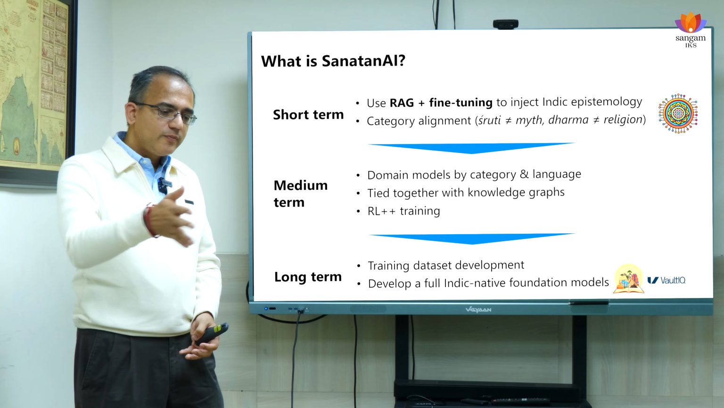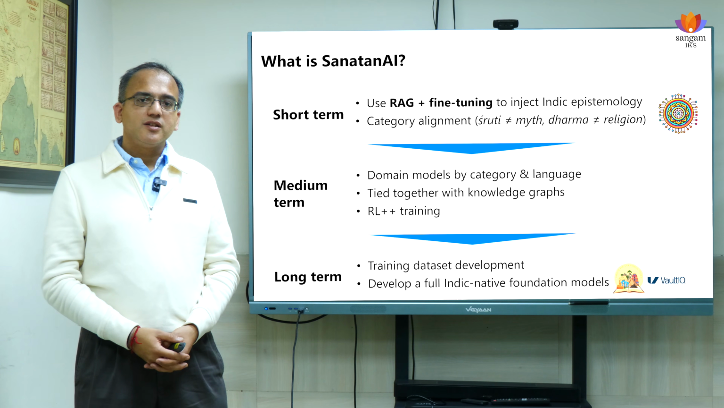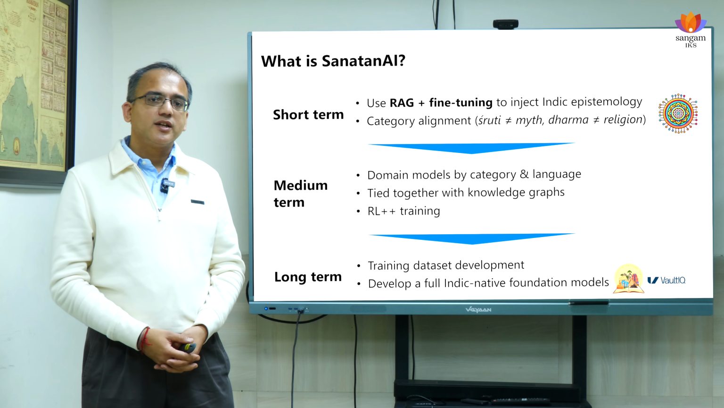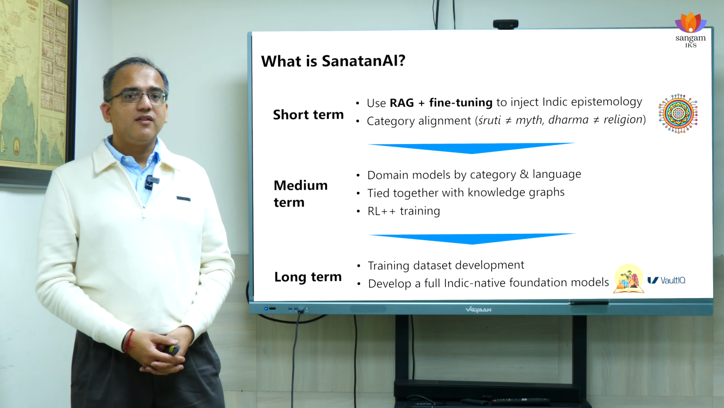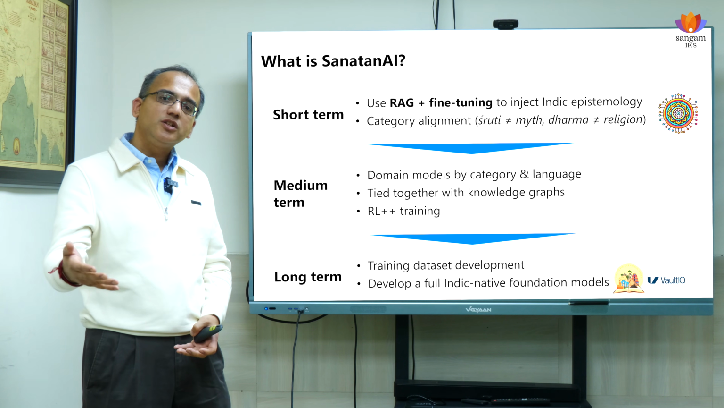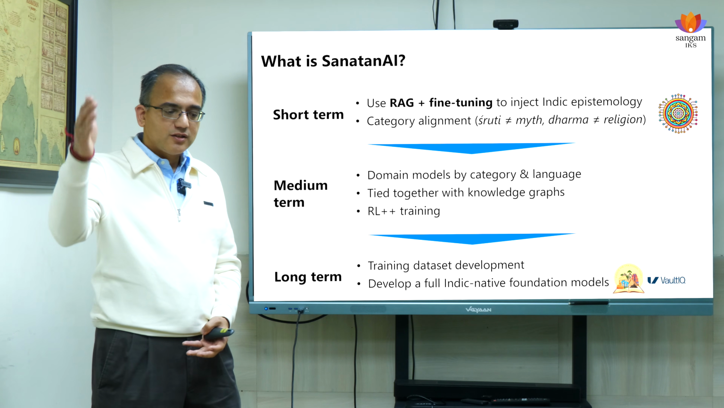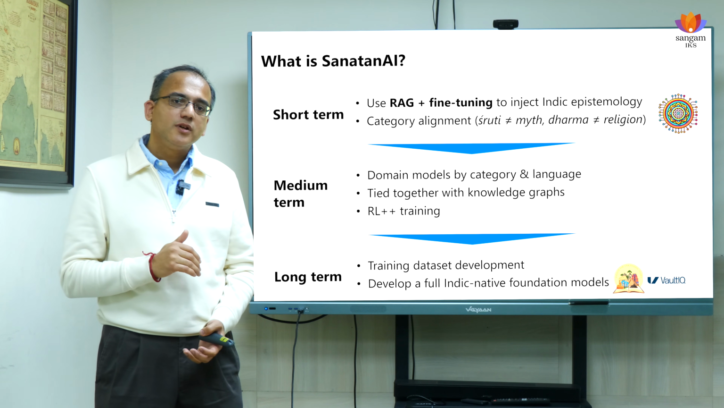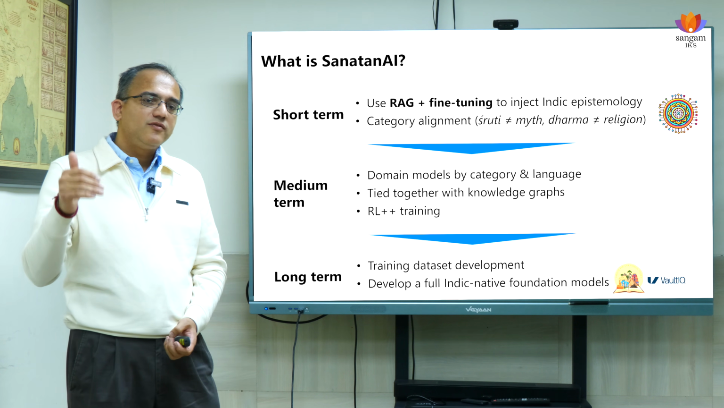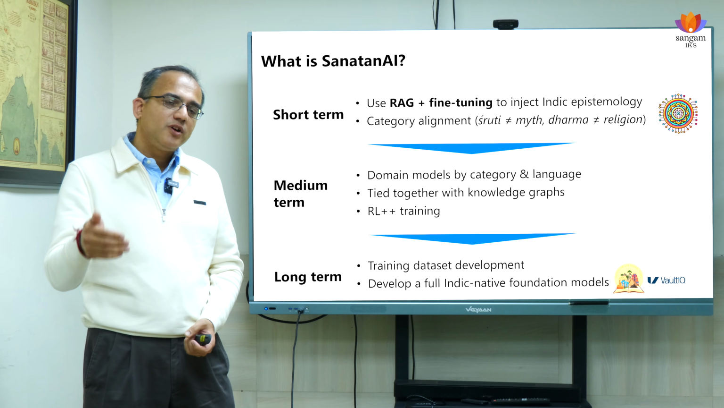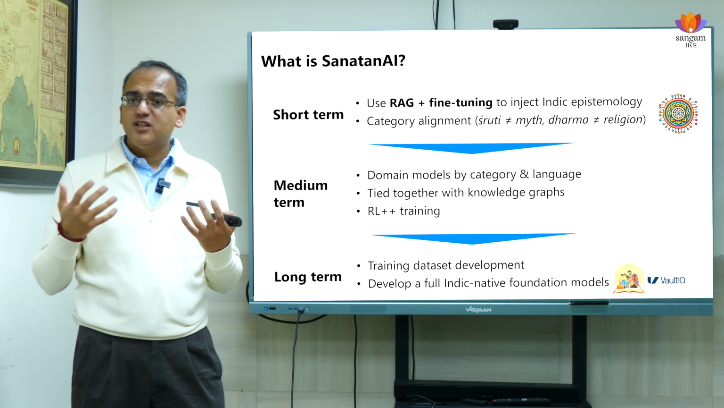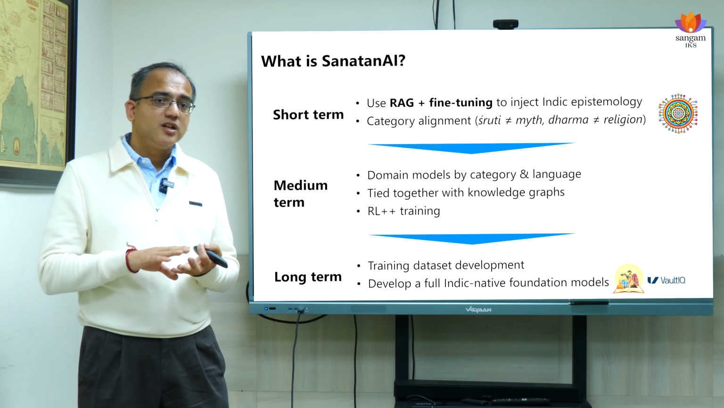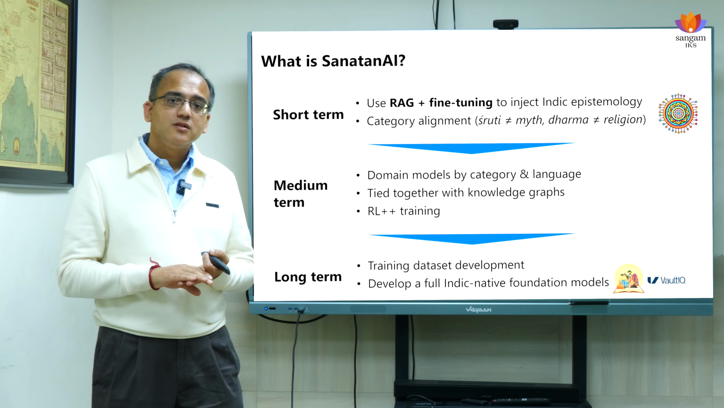Because for me to say Dharma GPT is Sanatana AI tomorrow is a marketing activity. How do I know? And how does everyone know that the epistemology of Dharma GPT in the short, medium, and long term has actually achieved a level of completeness where the epistemology itself is Indic in nature? And for that, we need to be able to define, measure, and quantify these things.